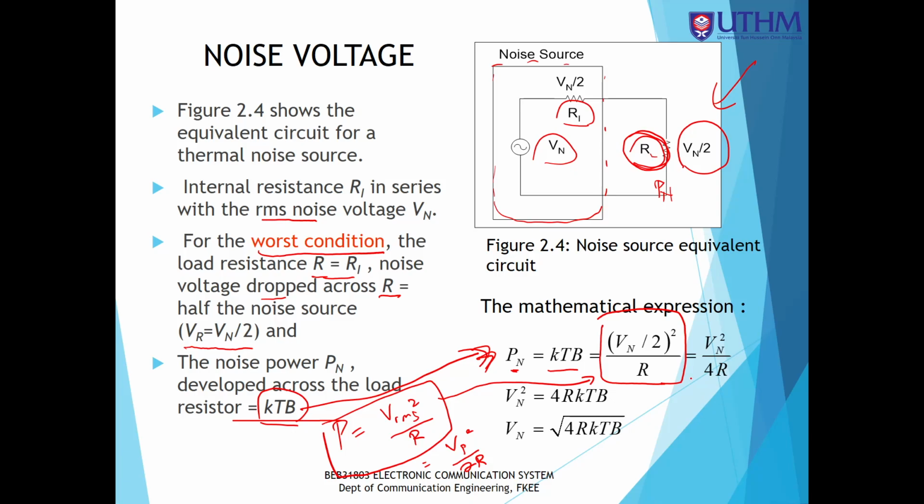Then we can rearrange the equations. KTB equals Vn squared over 4R. Therefore Vn squared is equal to 4R KTB. So this 4R can be brought forward. Vn is equal to the square root of 4R KTB, and the unit is volt. So this noise voltage is defined as the noise during the worst case scenario, the worst case condition.